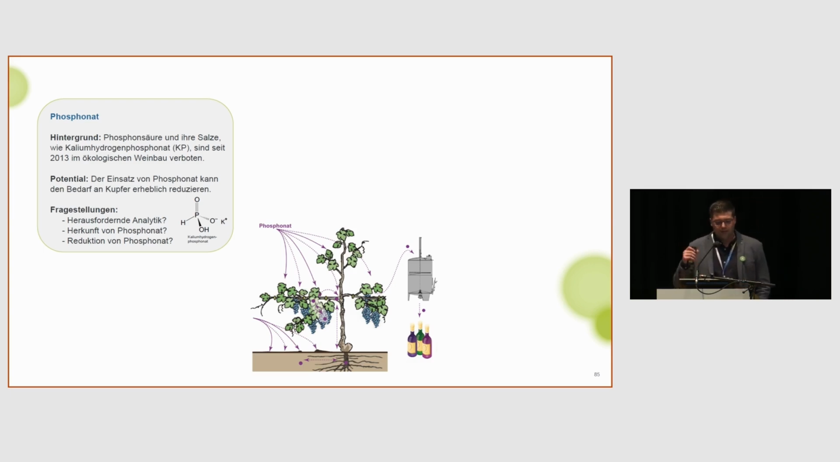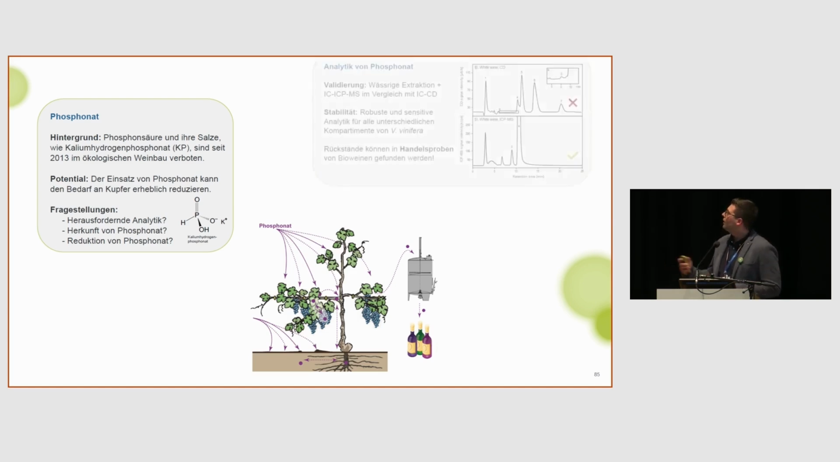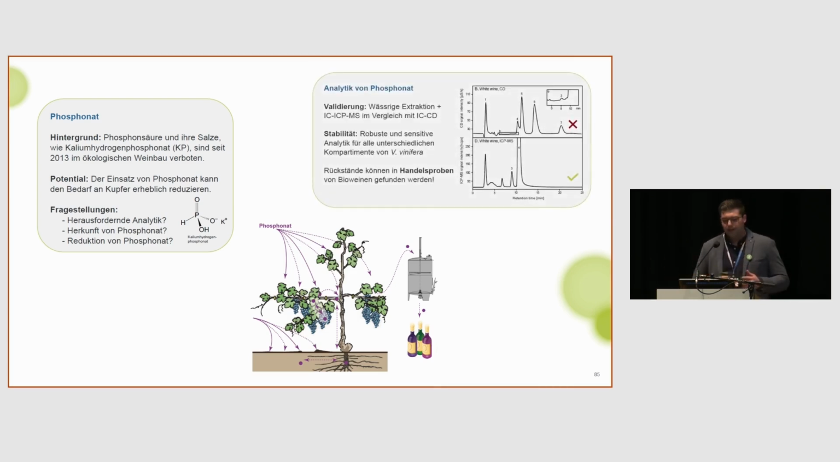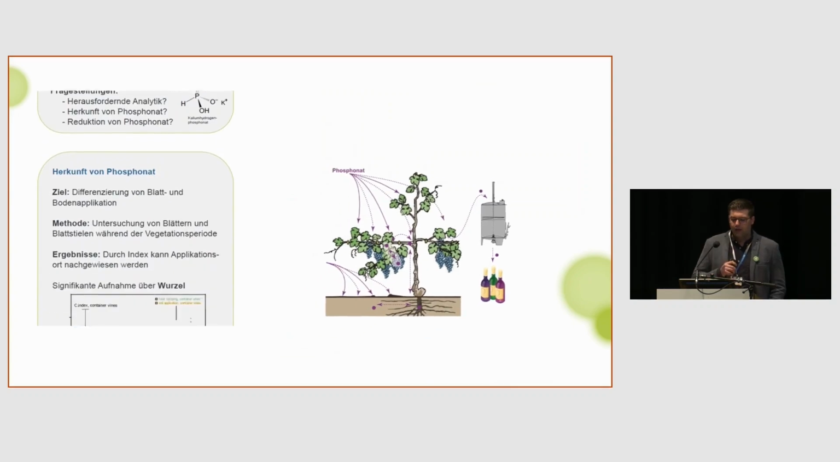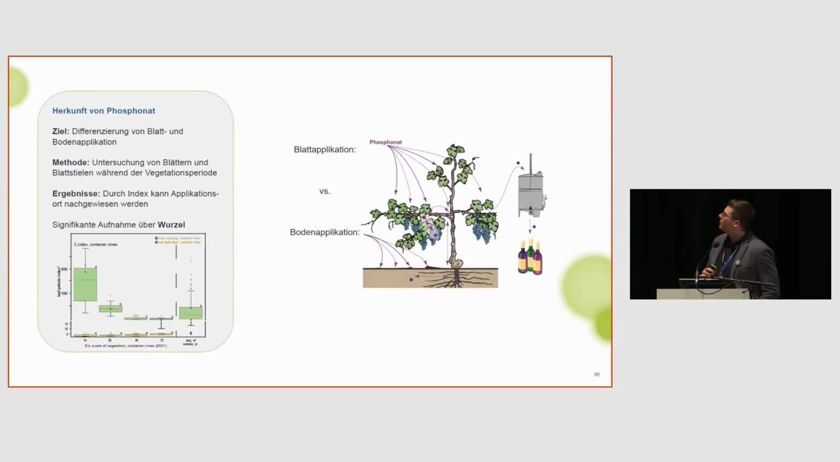And so the question was how to do the analytics, how to see the origin of phosphonates, and how to reduce phosphonates. The analytics was done relatively quickly. This is a new method in which each compartment of the vine can be examined separately, and particularly we had some residues, and this led us to the next question, which is the origin in organic wines, which should not contain any of those residues.